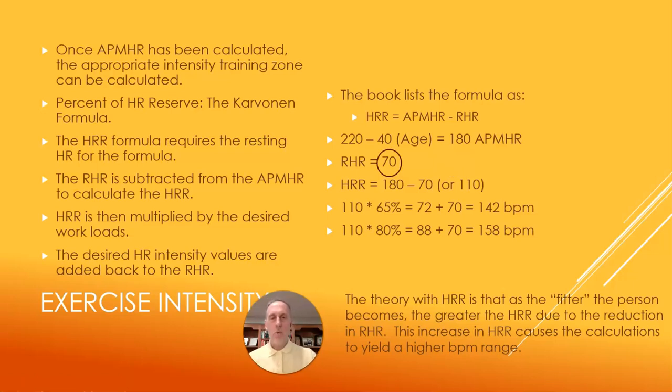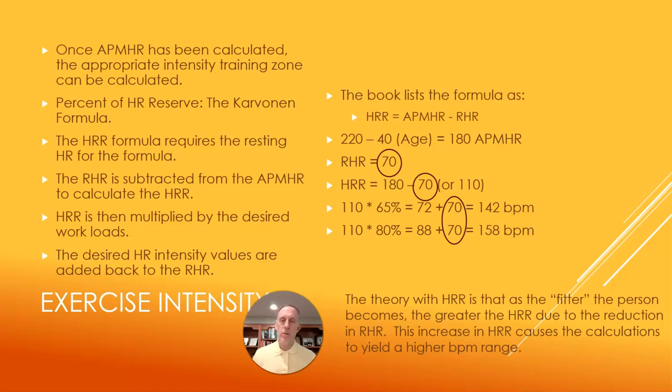So the equation requires you to use resting heart rate to come up with the reserve, the amount that your heart can beat, 70 beats a minute or 180 beats per minute, and you come up with a range that's 110. And that 70 is used here in this part of the equation as you add it back to your calculated number to give you 142 beats per minute at 65% or 158 beats per minute at 70%.